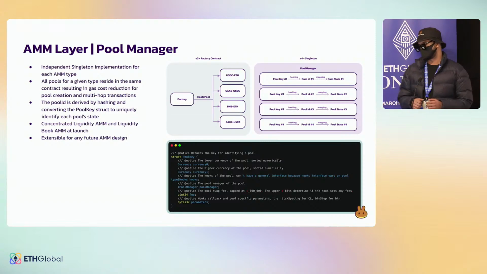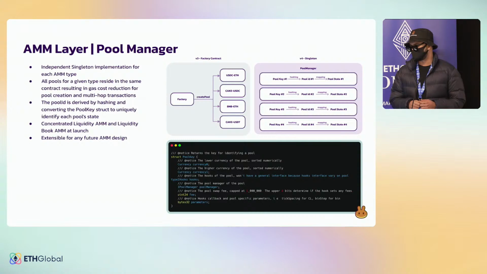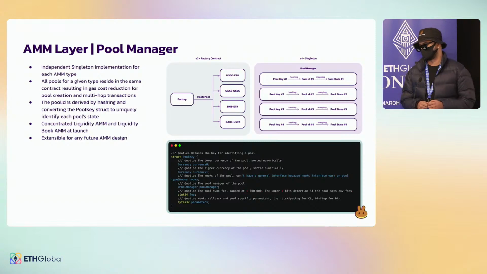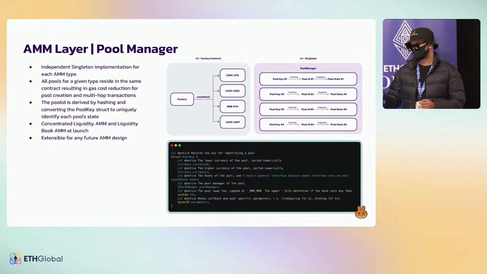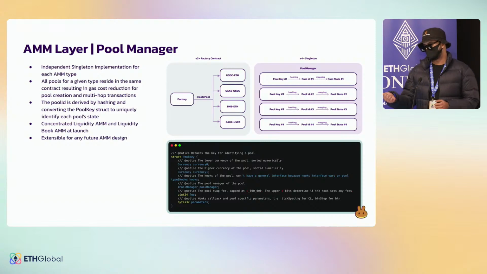What does it do? It simplifies the management and creation of liquidity pools, reduces the cost of gas creation by 99%, and also helps for multi-hop transactions, because now you don't need to move those tokens between different contracts. You can just settle it within the same contract, and that again leads to a lot of gas savings. So the key part here is you can add any AMM logic on the go using this layer.